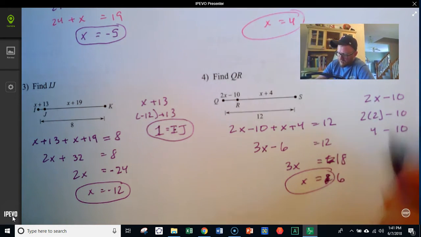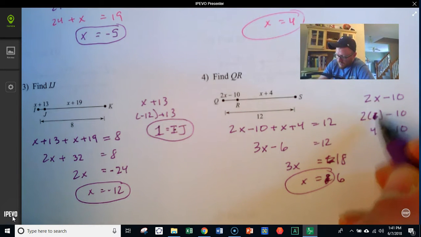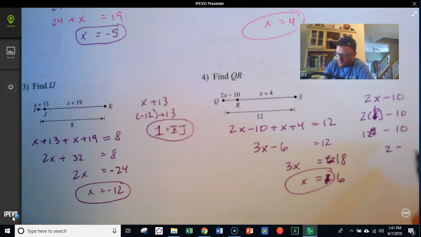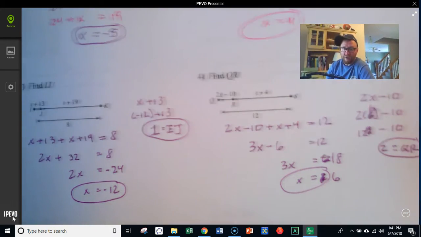So this should be 6. So over here, that should be a 6. And 2 times 6 is 12. And 12 minus 10 is 2 equals QR. Okay, that makes a little more sense.